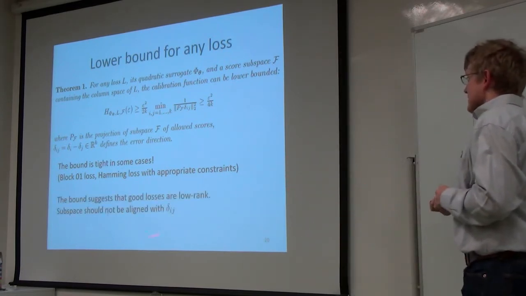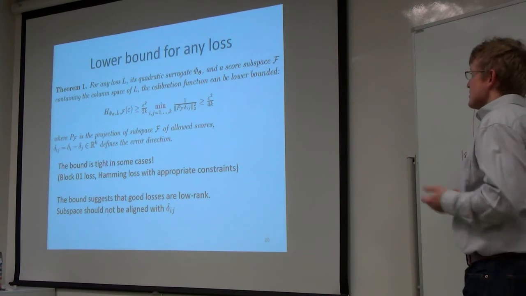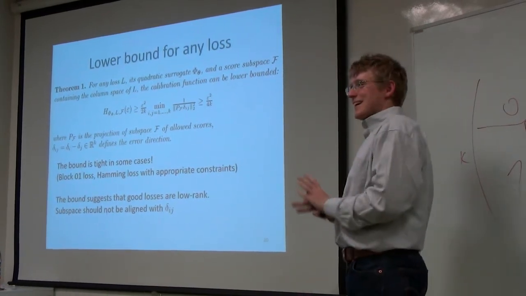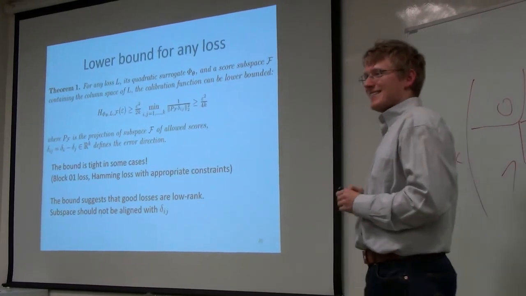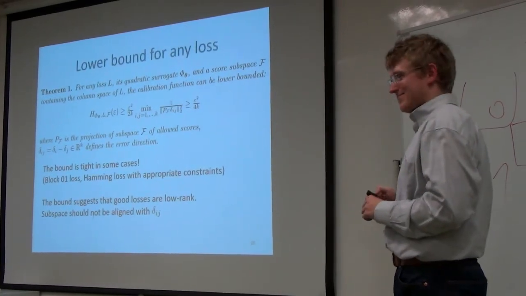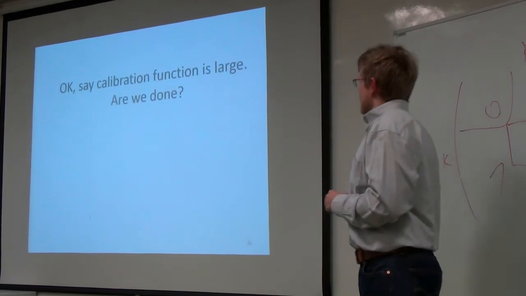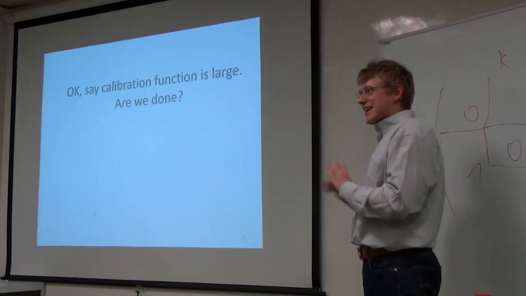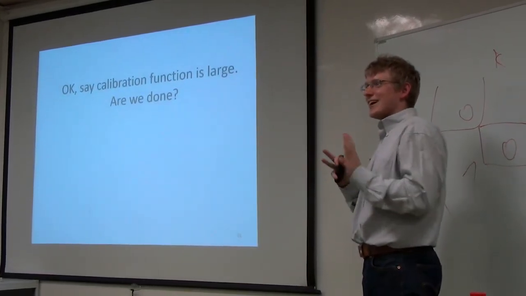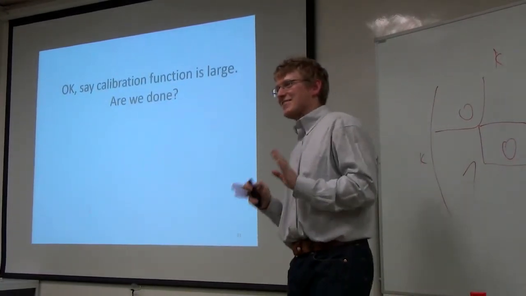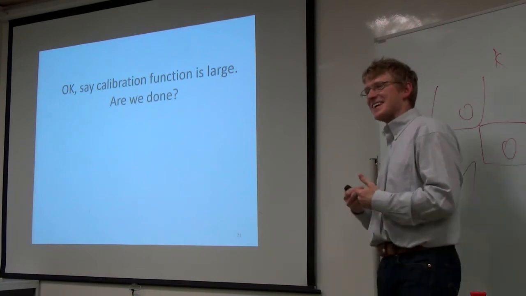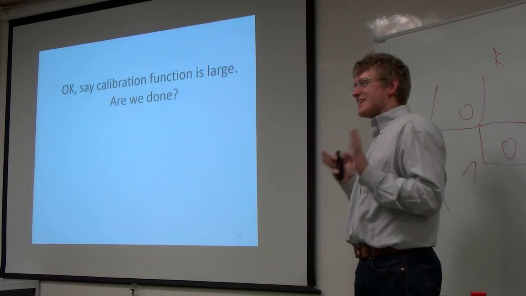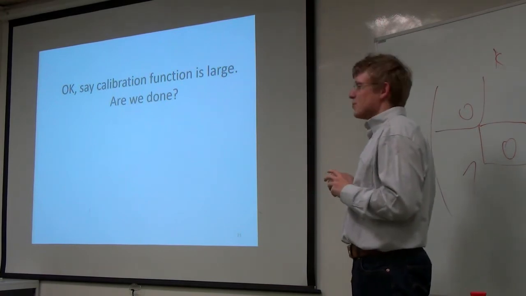So basically, as I said, this bound suggests that the good losses will be low rank, and not only low rank but aligned in a specific way in the subspace. Okay. So now, let's assume that we are done. I've told you all I know about calibration functions. I have this bound, which I consider a very optimistic result, and a bunch of other pessimistic results, but let's say we can compute the calibration functions.